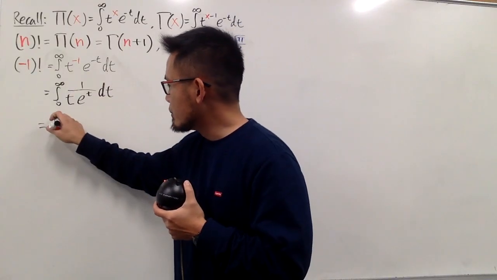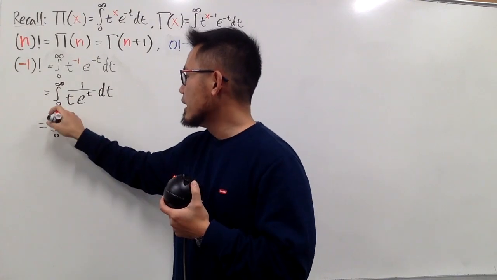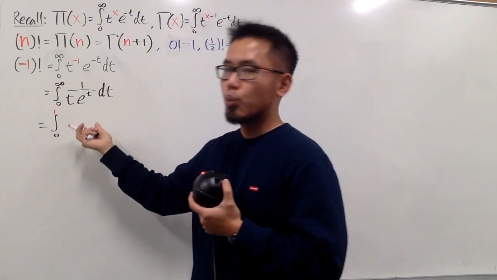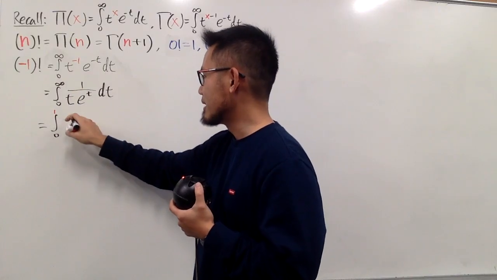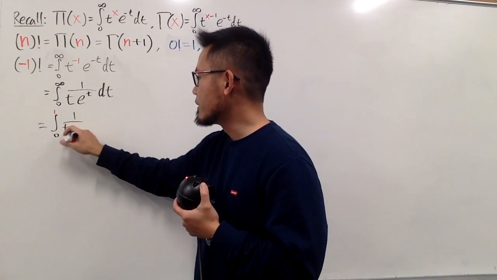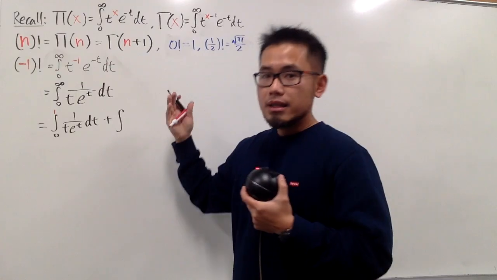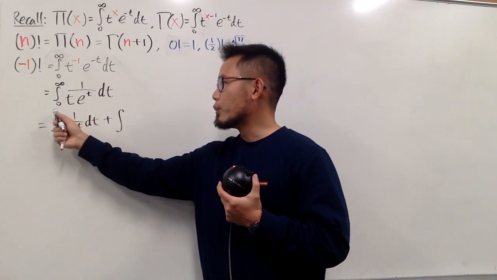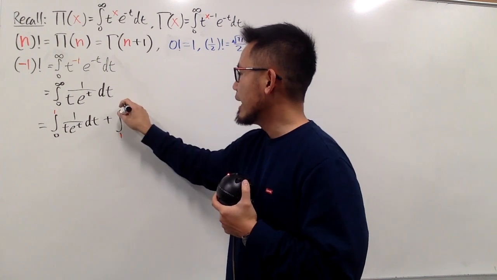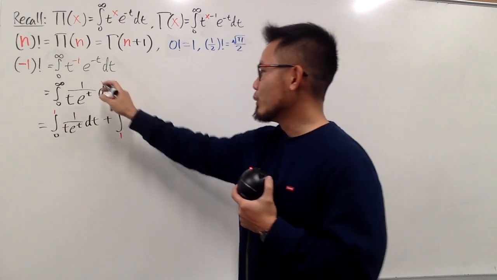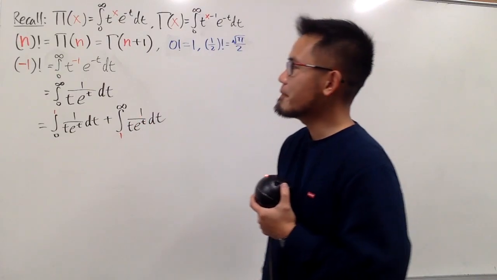Let me split this into the integral from 0 to a value, and you can pick any value you want, and let me just keep it simple. I will just put 1. You can put 17, 25, whatever you want, doesn't matter. And I will still have the 1 over t e to the t dt. And then we will have to add the second integral. We have to pick up where we left off. Because I put 1, I will have to pick up at 1 and then continue to infinity, and we will have the 1 over t e to the t dt, okay?